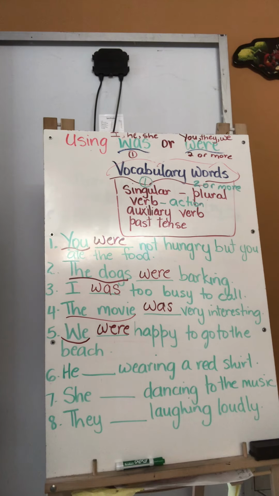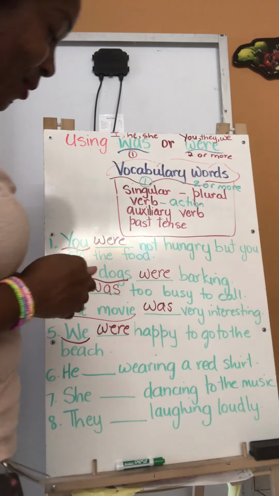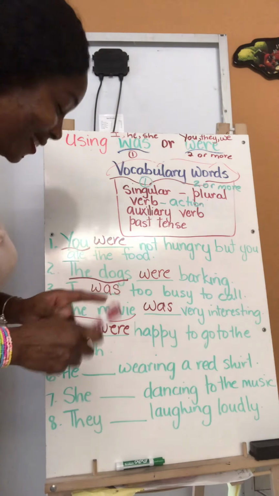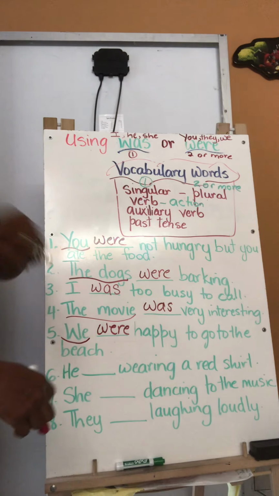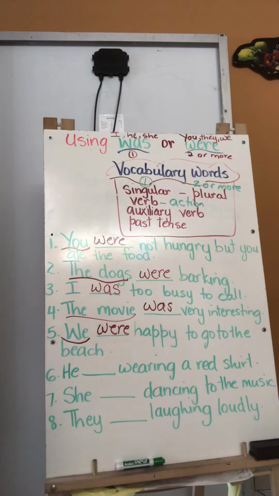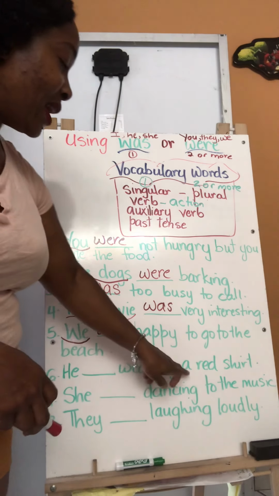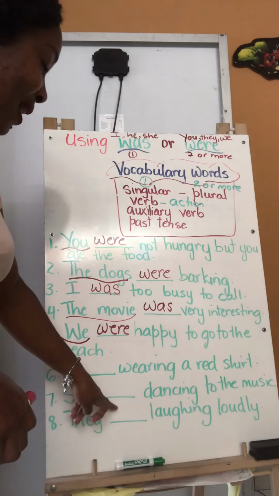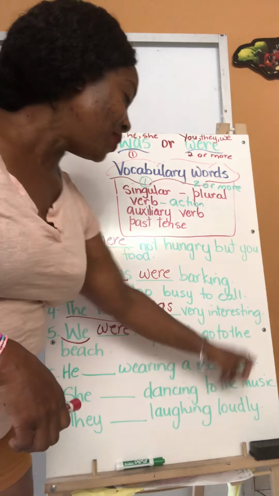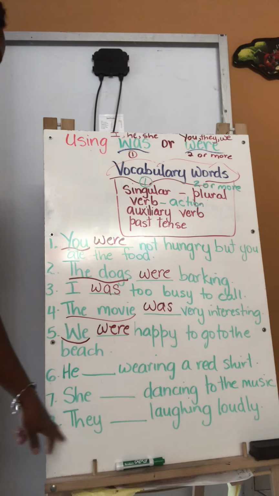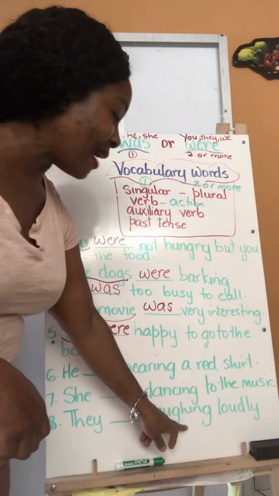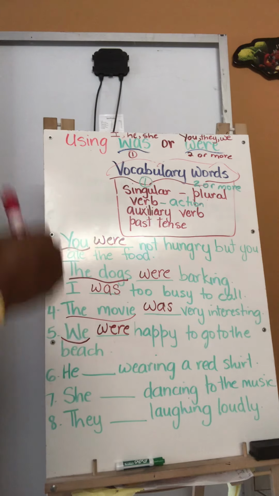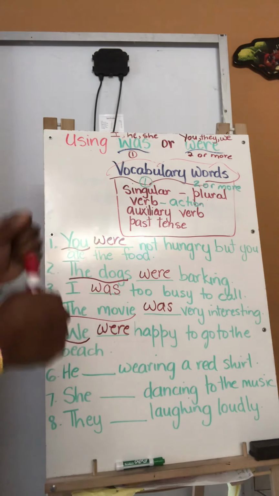Okay, again, 6, 7, and 8, those are yours. So I want you to write your answers down. Don't cheat. Write your answers down, and then we're going to discuss them. So 6, he blank wearing a red shirt. 7, she blank dancing to the music. 8, they blank laughing loudly. Go ahead. Let me see who is going to get them all correct.